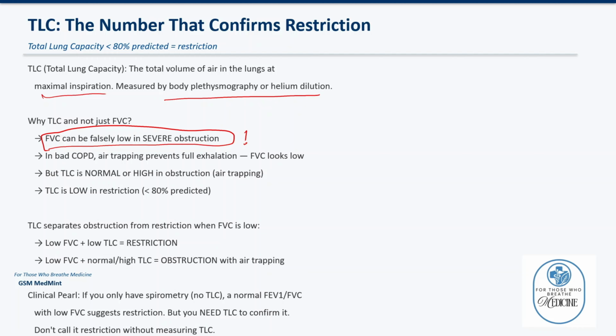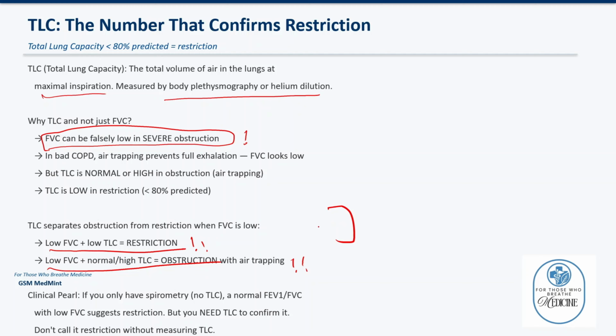The TLC is low in restriction, less than 80% of predicted. The TLC separates obstruction from restriction when the FVC is low. Low FVC plus low TLC equals restriction. This is the key formula you should remember. Low FVC plus normal or high TLC equals obstruction with air trapping.